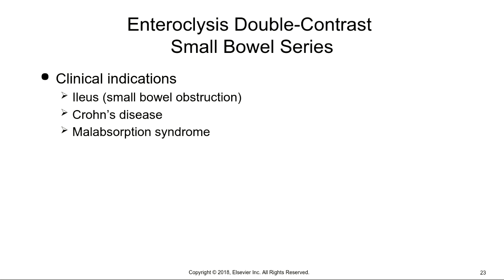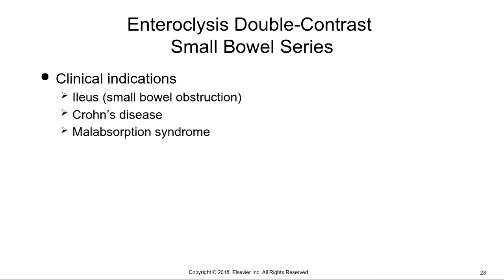So a small bowel follow through is a complete upper GI followed by a complete small bowel series. And again, if you're trying to understand what I'm saying with that, it is on page 497 where they discuss that.